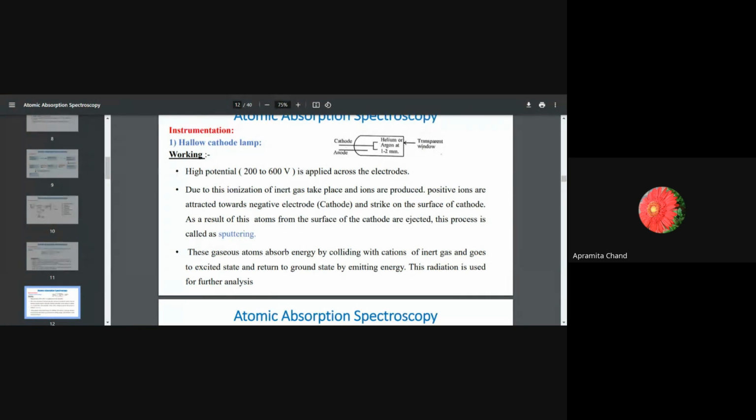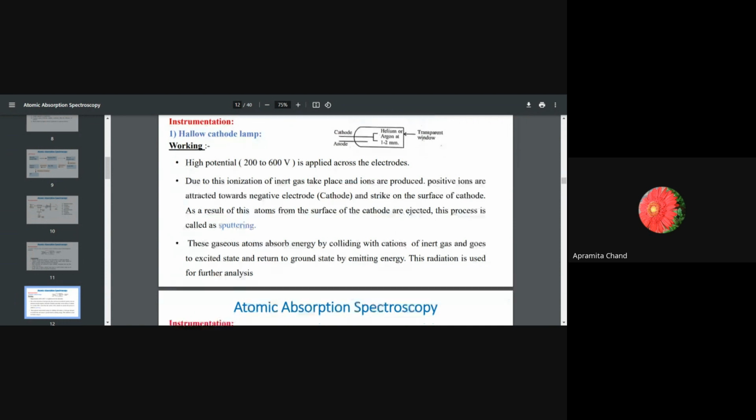Now, these gaseous atoms also absorb energy by colliding with cations of the inert gas, and they will go to their excited state. Once they go to their excited state and return to the ground state, they will emit some kind of energy. And this radiation we can use for further analysis.